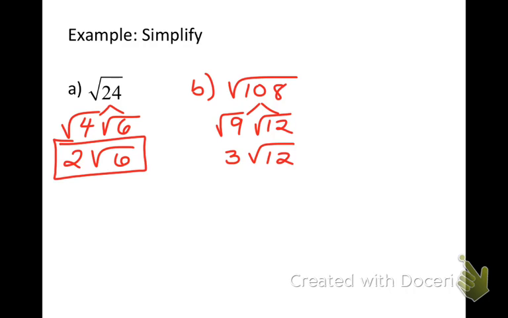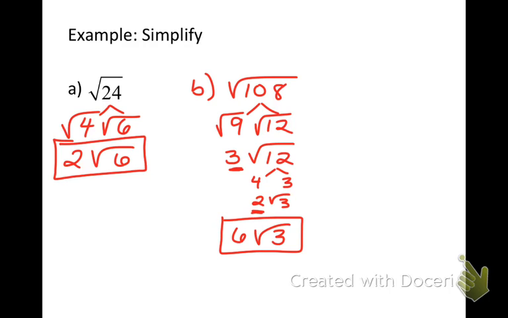Yes. What perfect square divides into 12? 4 and 3, so that would be 2 square roots of 3. Then you would multiply that 3 and 2 together to get 6 square roots of 3, which probably means we could have done 36 times 3 to get to 108 right away. So 6 square roots of 3.